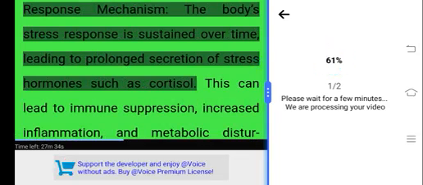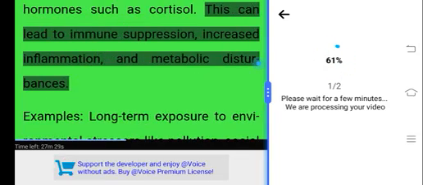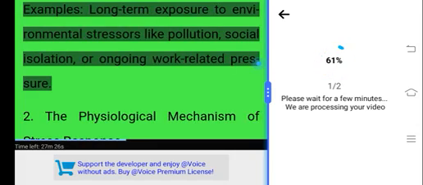The body's stress response is sustained over time, leading to prolonged secretion of stress hormones such as cortisol. This can lead to immune suppression, increased inflammation, and metabolic disturbances. Examples: long-term exposure to environmental stressors like pollution, social isolation, or ongoing work-related pressure.